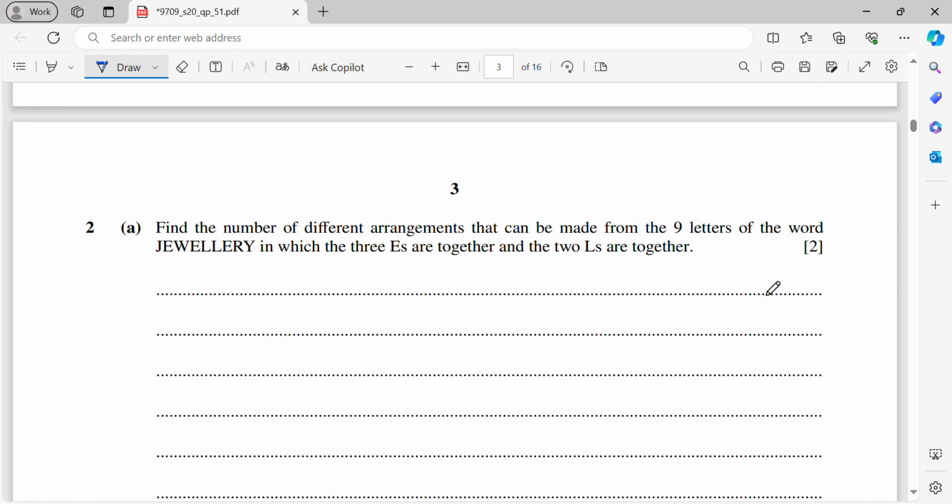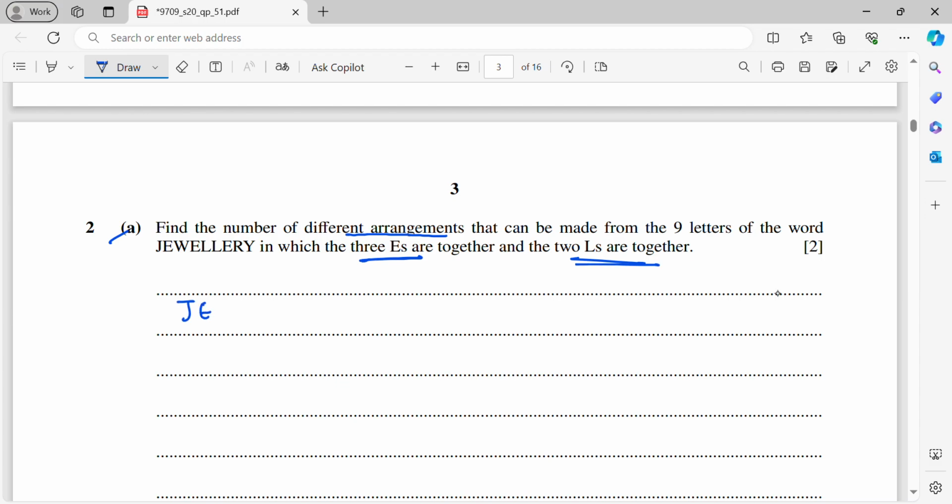Now for question number 2. A. Find the number of different arrangements that can be made from the 9 letters of the word jewelry, in which the 3 E's are together and the 2 L's are together.